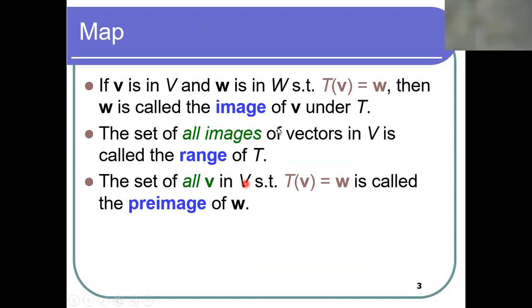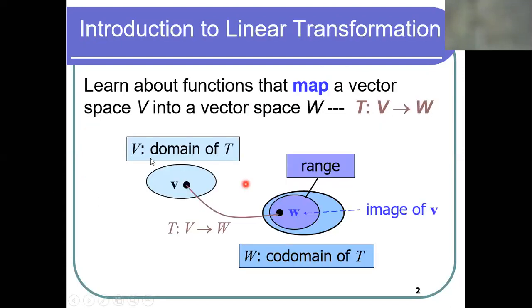Dear student, this is the set V, the domain of T, and this is the set W. As a whole, this is the codomain, and this is the image of V under T. So, dear student, this T is a mapping that maps elements of V into elements of W.